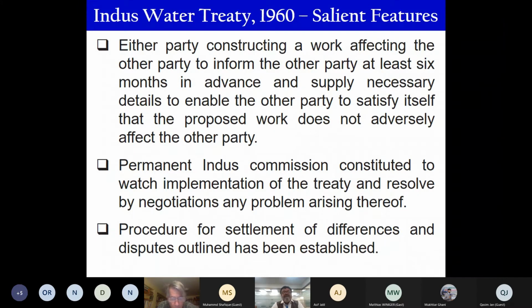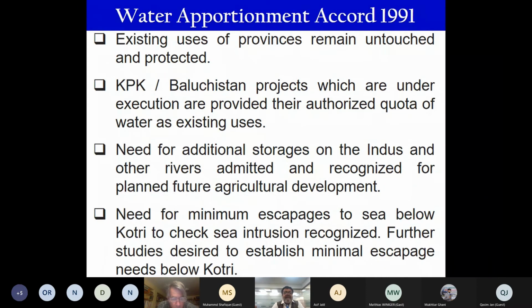So existing uses of provinces remain untouched and protected. Now I'm giving a little overview of the Water Apportionment Accord 1991. This accord, basically between Sindh, Balochistan and Punjab, is about how to distribute water. This accord was made in 1991. In this accord, existing uses of provinces remain untouched and protected.